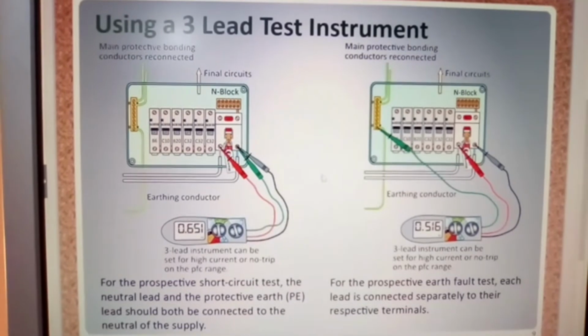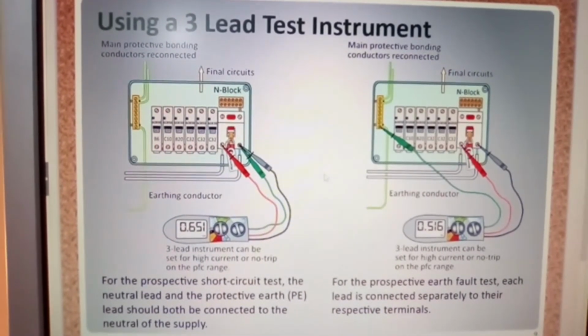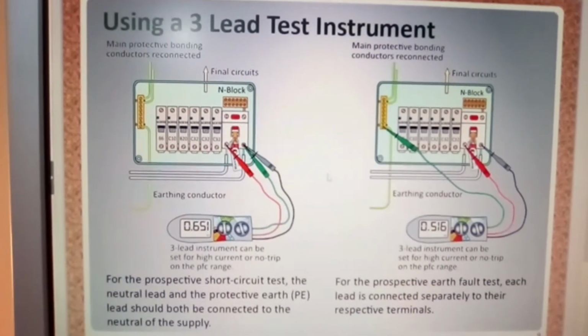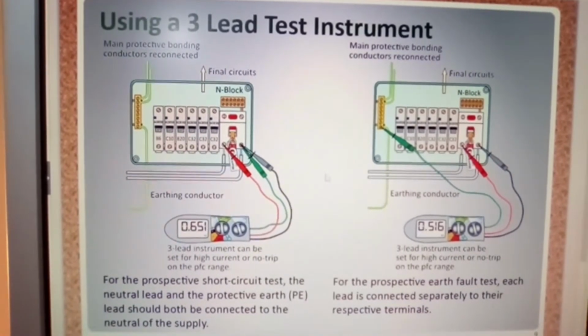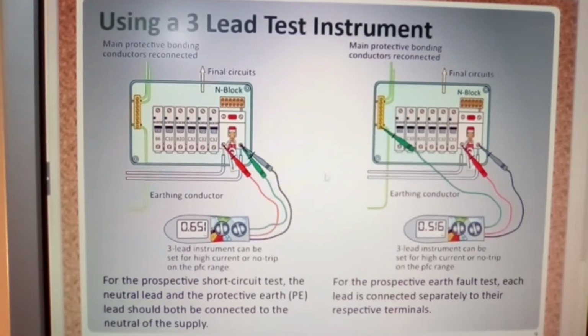And again here, using a 3-lead test instrument, okay, make sure you're familiar with this yourselves. And for the prospective short circuit test, the neutral lead and the protective earth PE lead should both be connected to the neutral of the supply.